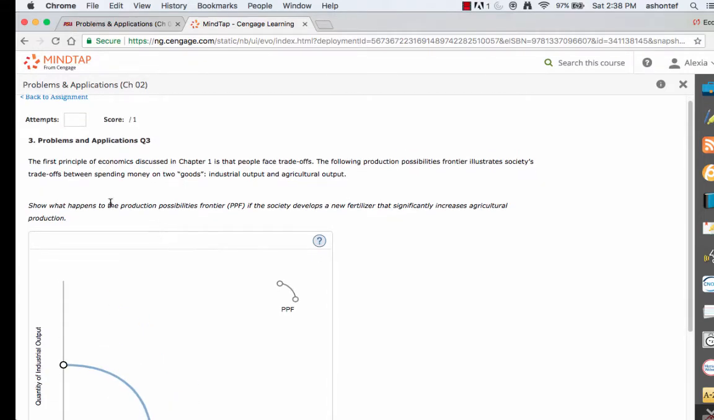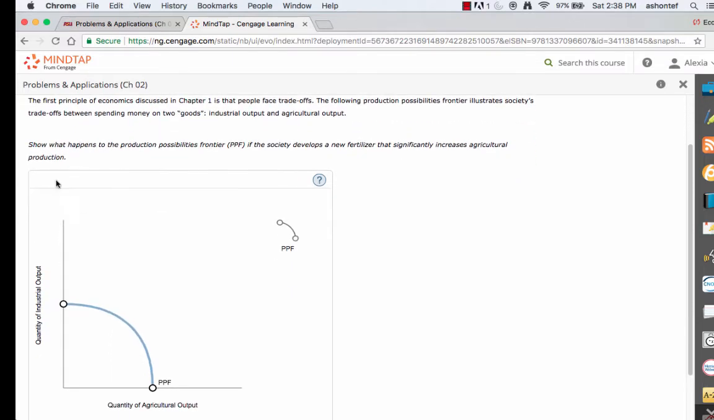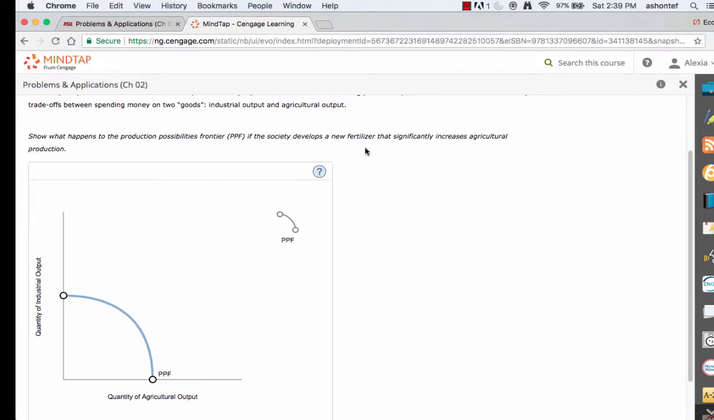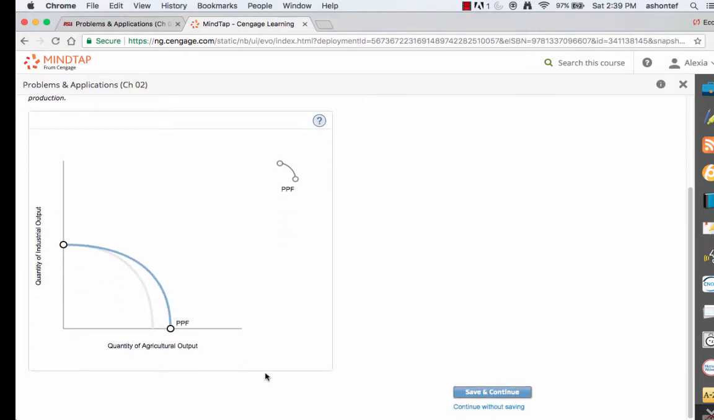Okay, so let's go ahead and read the question. So it says, show what happens to the production possibility frontier. So it's saying what's going to happen to our curve if society develops a new fertilizer that significantly increases agricultural production. So it didn't say agricultural and industrial, it just said agricultural production. So remember in class we went over this, that would be a specific shift. So I'm just going to show you, you would click on the dot and then you would just kind of move to demonstrate what would be happening.